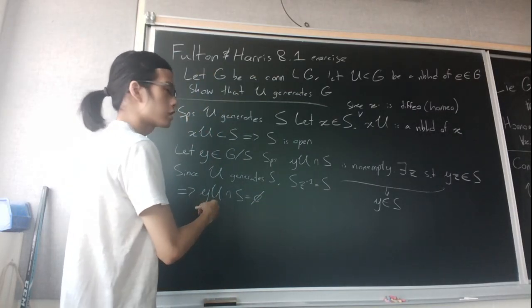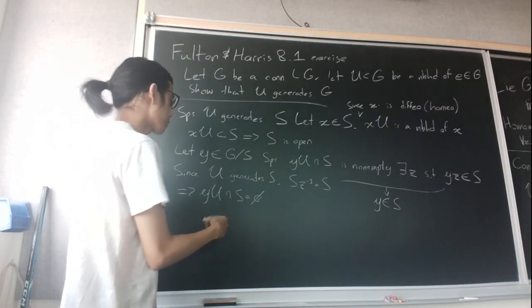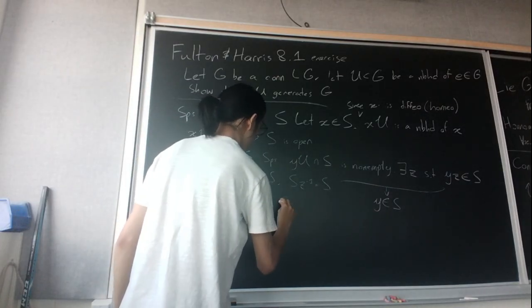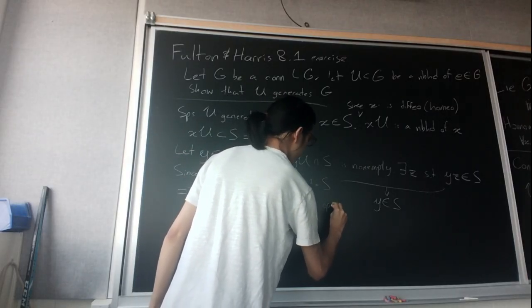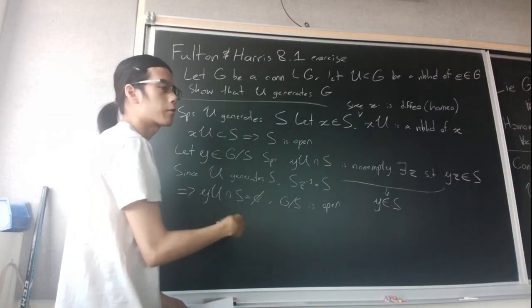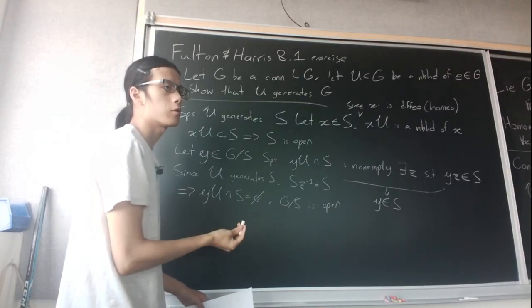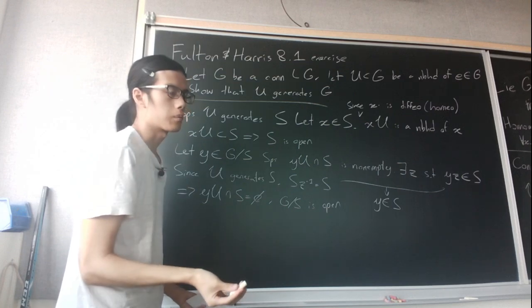And so for every point in the complement of S, we also have a neighborhood. So now we've shown that this is open, and now we apply the argument that I said before. We have our two open sets that make up the entire manifold, the entire Lie group, and therefore one of them must be empty.